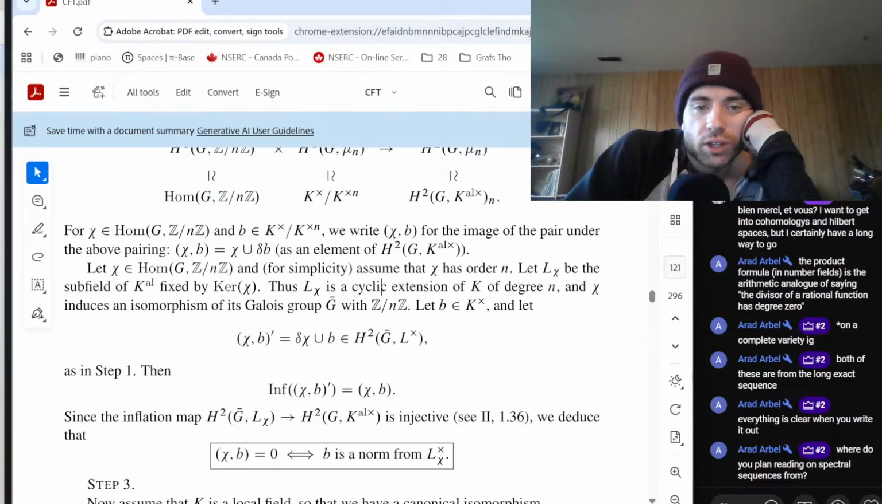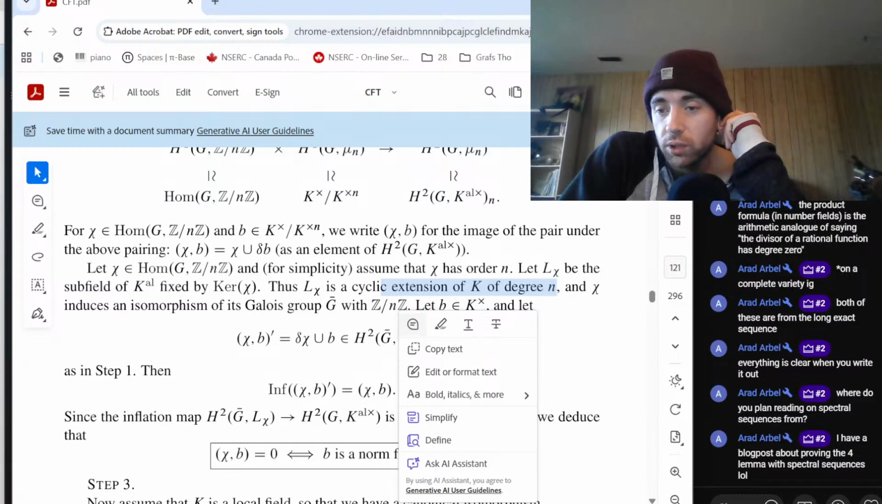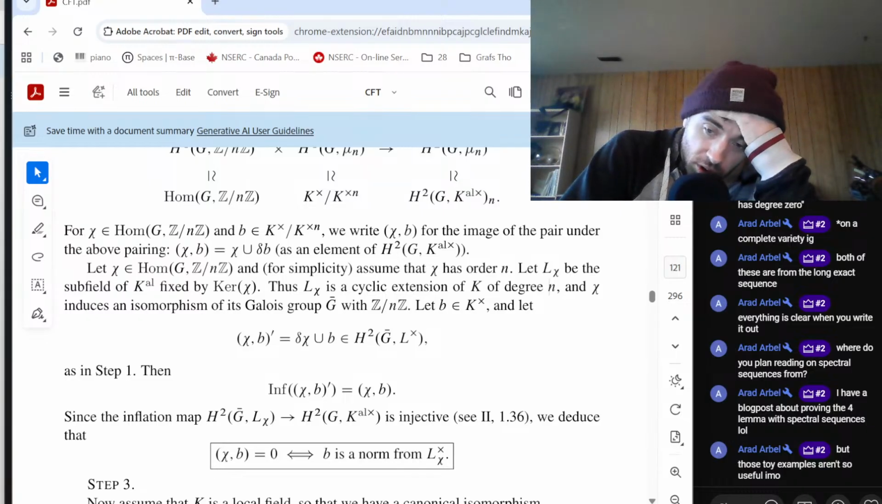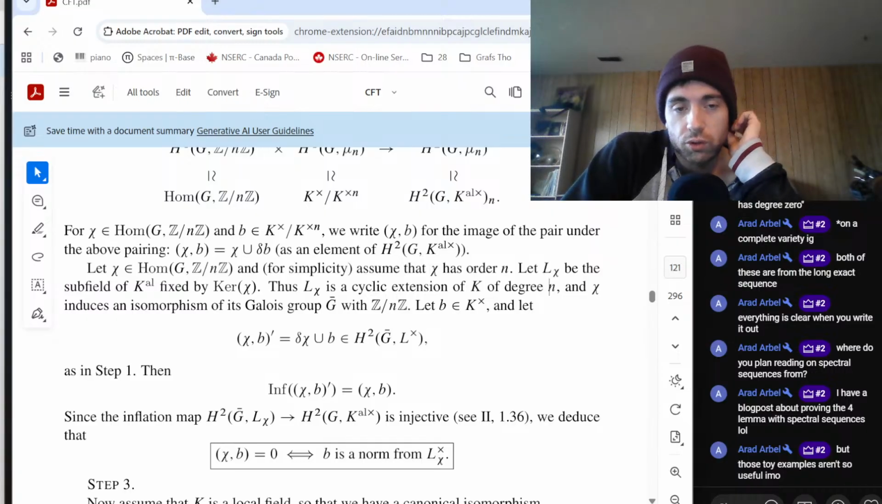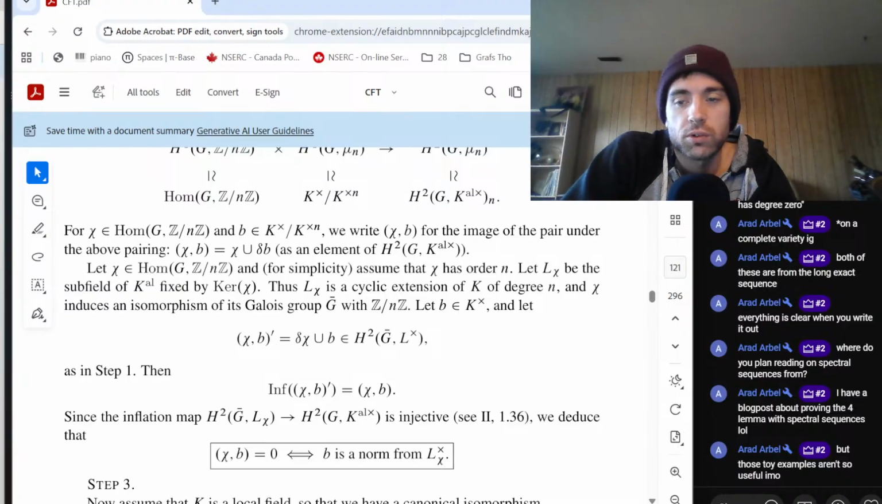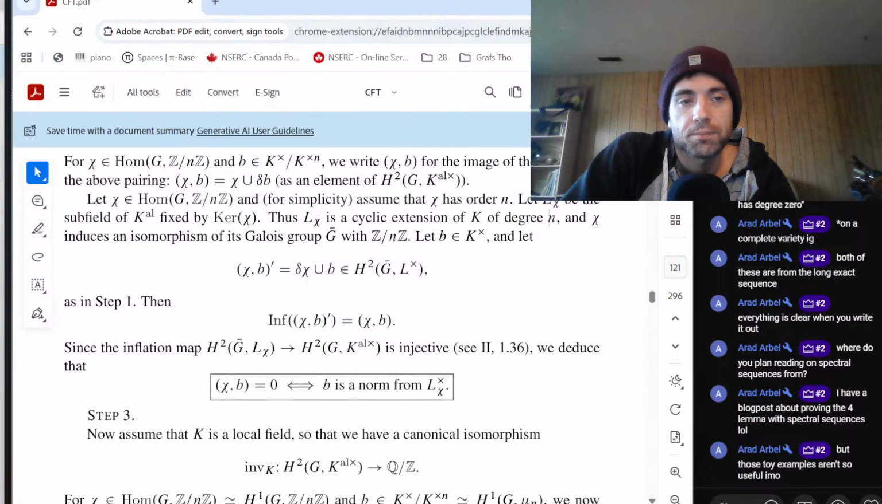So the claim is that L_chi is a cyclic extension of K of degree n. Ooh, you have a blog post about the four lemma with spectral sequences. Nice. Okay. Well, we might have to take a look at that. Sure, those toy examples aren't so useful. Well, it depends what you mean by useful. Yeah, you're not ever going to do that in the real world, but I feel like it would help me get used to some of the mechanics of working with them, personally.